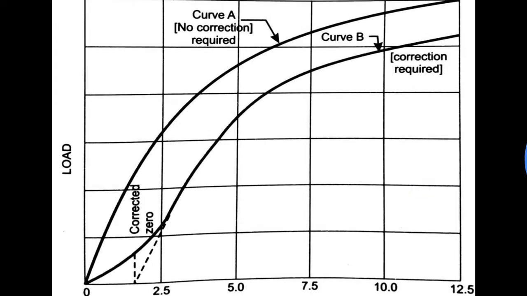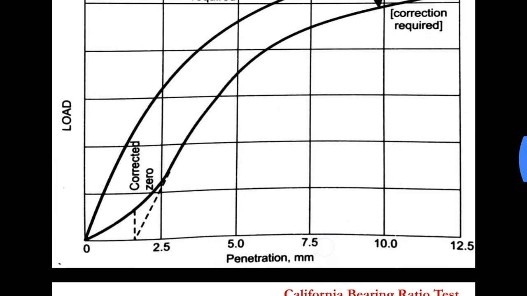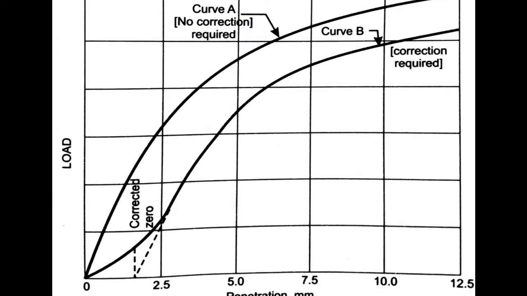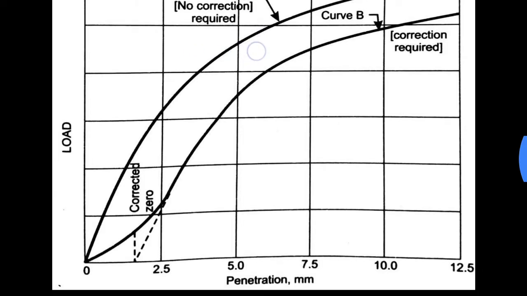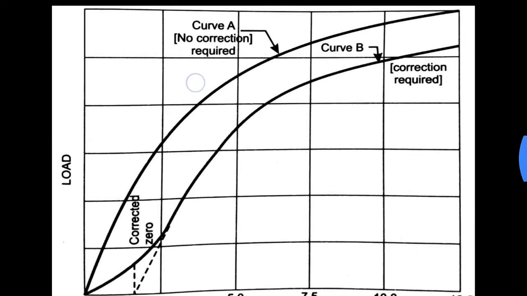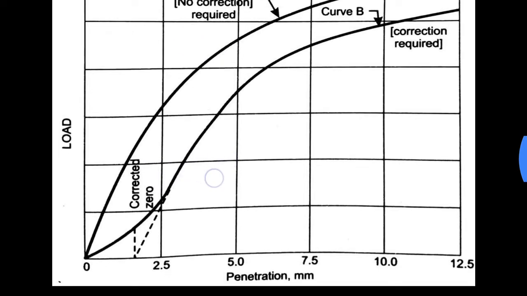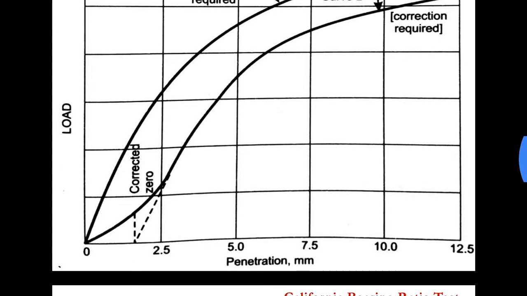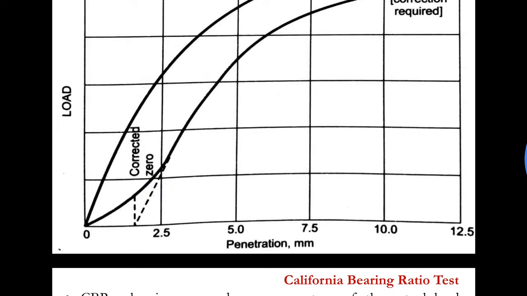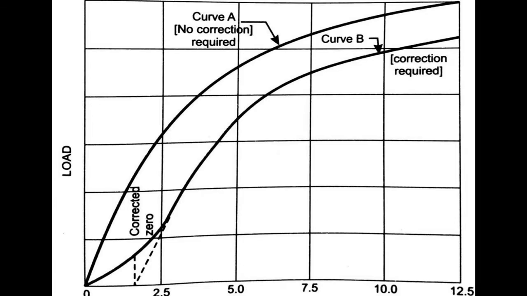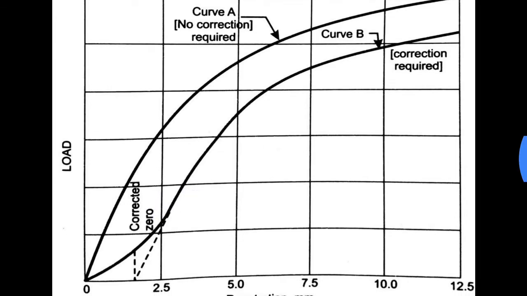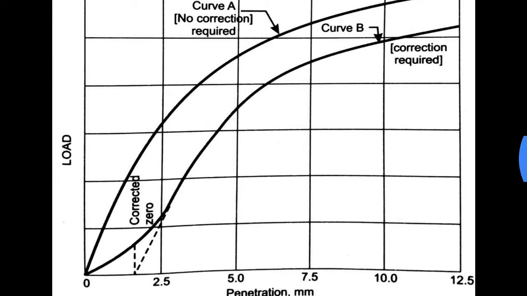Now, ideally, the curve of load versus penetration for CBR should be as shown in curve A. So it should be in this shape. But sometimes what happens is we obtain a curve of this shape. So the start is not perfectly convex over here. If you obtain a curve B type of curve, then you need to apply correction.